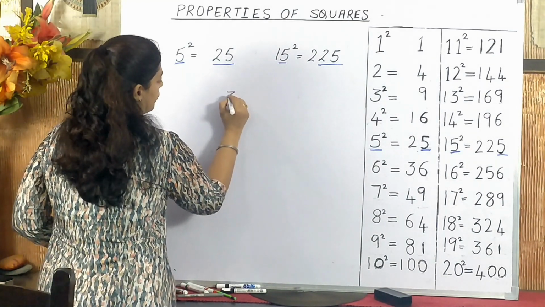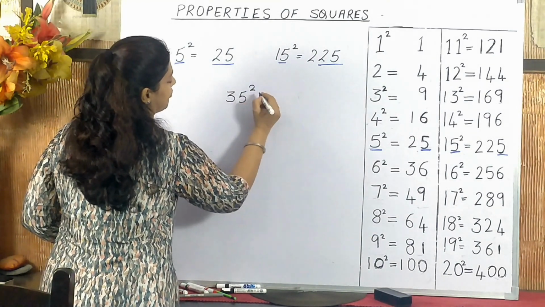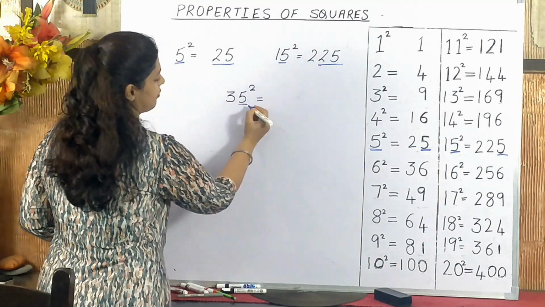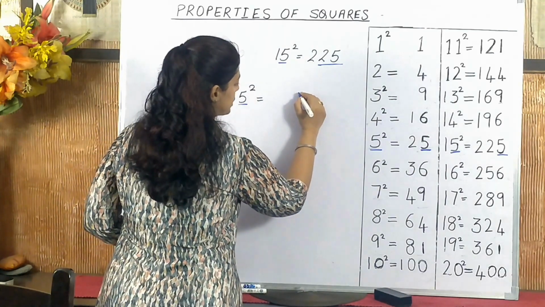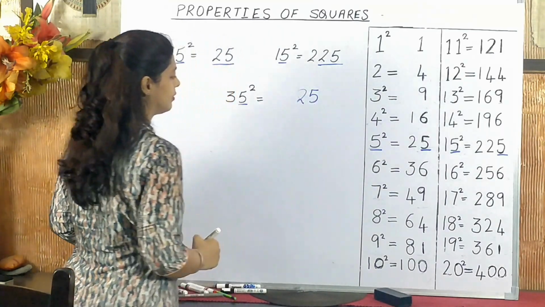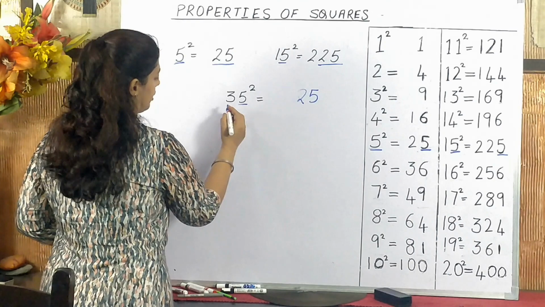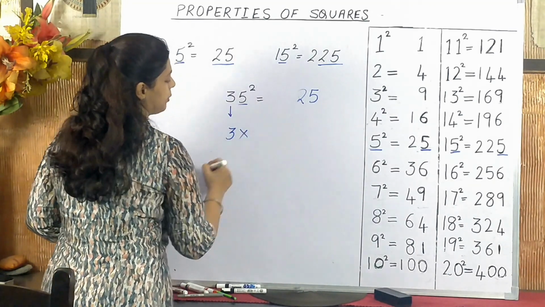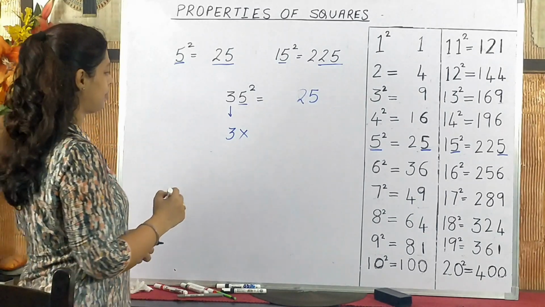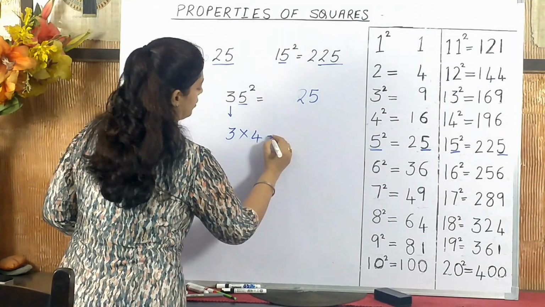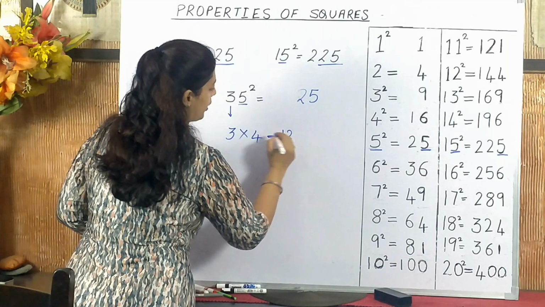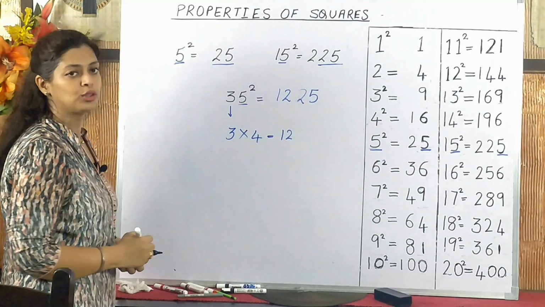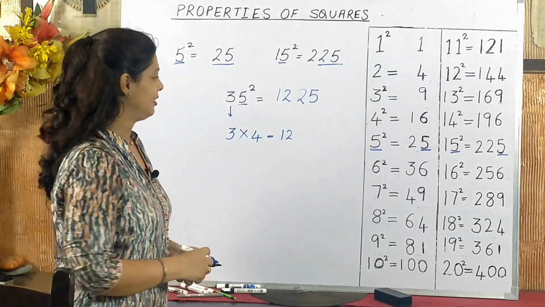Suppose we have to find 35 square. Since 35 is ending in 5, we can say that the last 2 digits will be 25. And to find the first 2 digits, we take the number in the tens place, which is 3, and multiply it with the next consecutive number, which is 4. So 3 into 4 gives 12. So the answer will be 35 square is equal to 1225.